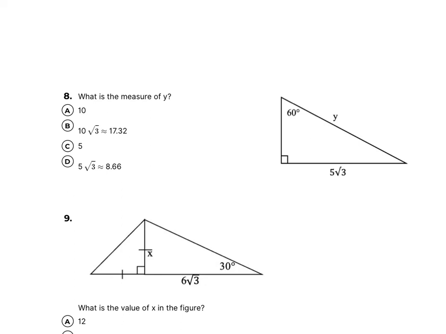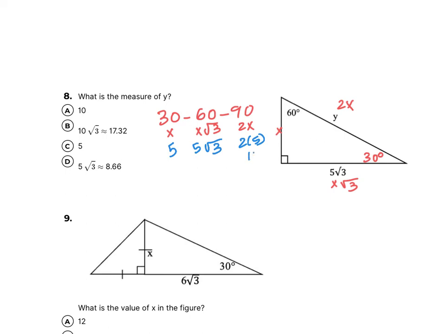In number 8, I'm supposed to find the measure of y. So this is a 30, 60, 90 degree triangle. So this is going to be 30 degrees, and the side opposite the 30 degrees is going to be x. The side opposite the 60 degrees is going to be x root 3. And the hypotenuse is going to be 2x. So if the side opposite the 60 is 5 root 3, that means x is 5. So then the 2x is going to be 2 times 5, which is 10.